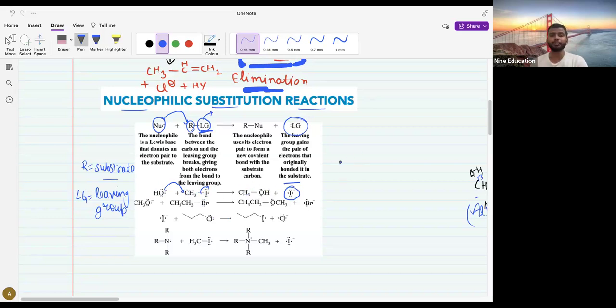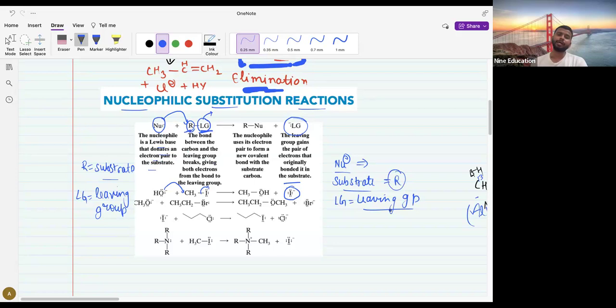So you should know these three terms: what is a nucleophile, what is a substrate, and what is a leaving group. A nucleophile is a Lewis base that donates an electron pair to the substrate. It will donate the electron pair to the substrate R.